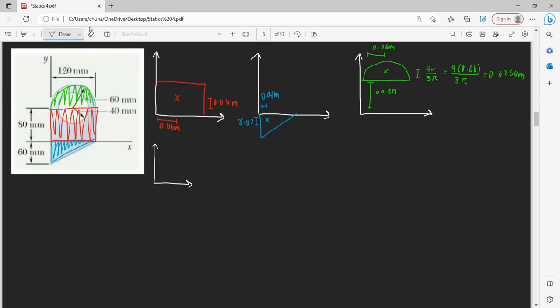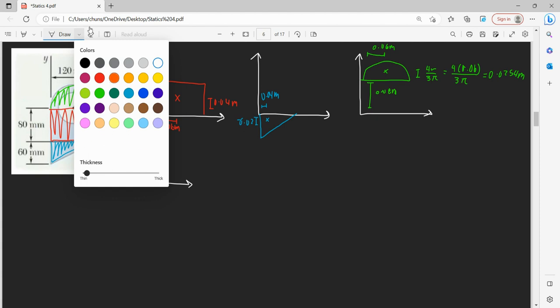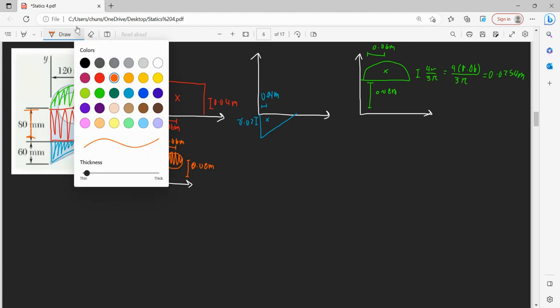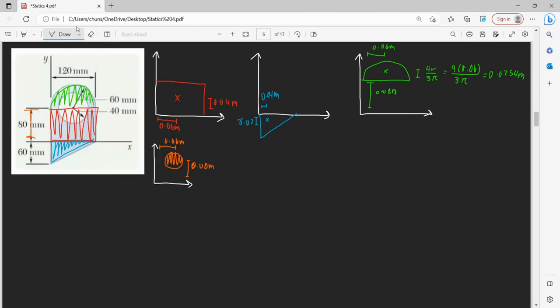And lastly, we have negative area of our circle. And our center is 0.08 meters. That's already given to us. And this is acting at 0.06 meters. So we've separated all of our sections.